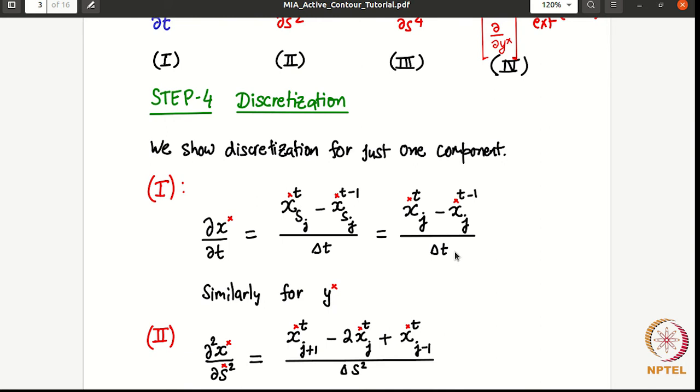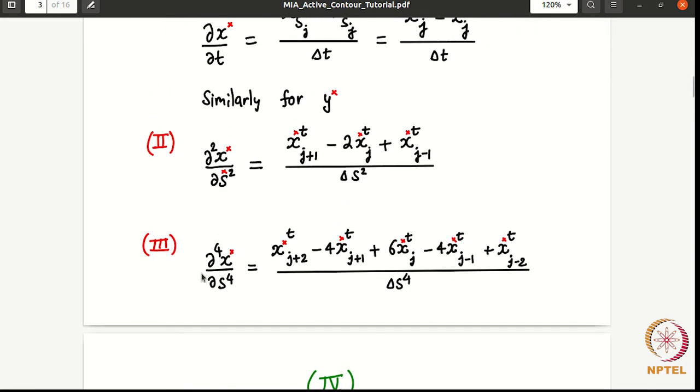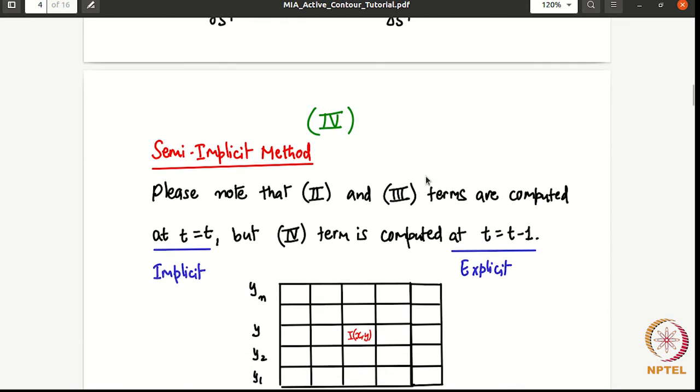Now we come to the second and fourth derivatives, these two terms. The second and the fourth derivatives are calculated using central difference at present time. We could have calculated these derivatives at t minus 1 as well, but we are calculating them at present time t. This is common when we solve a partial differential equation using fully implicit methods, where we calculate spatial derivatives at present time.